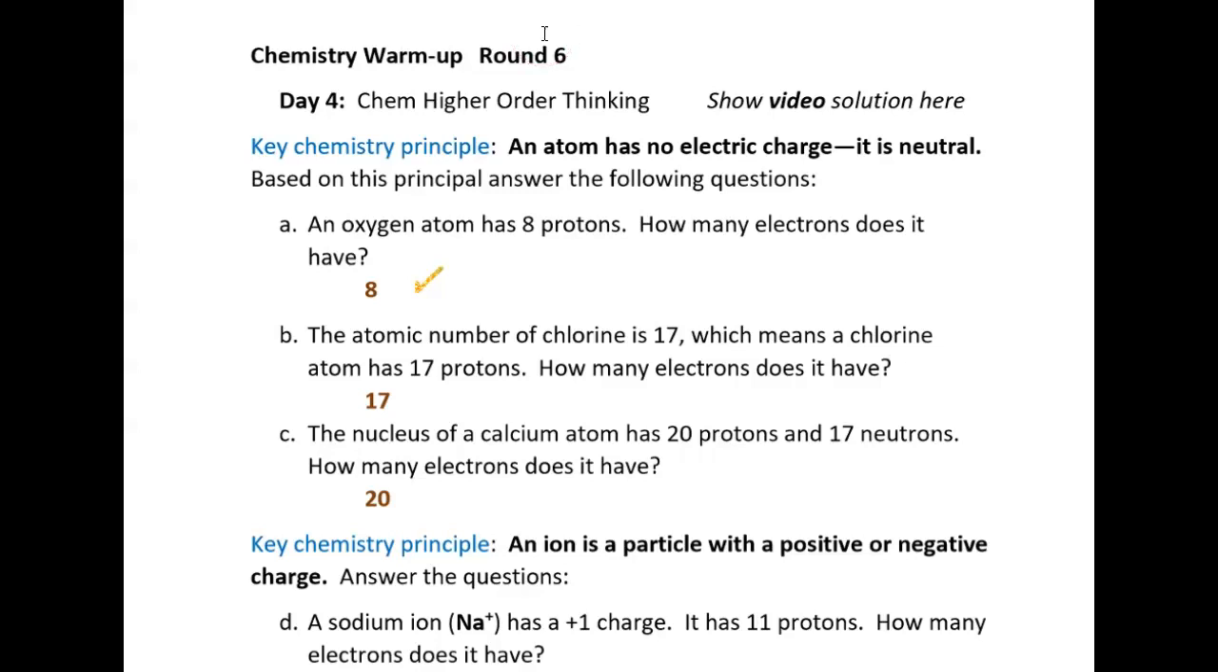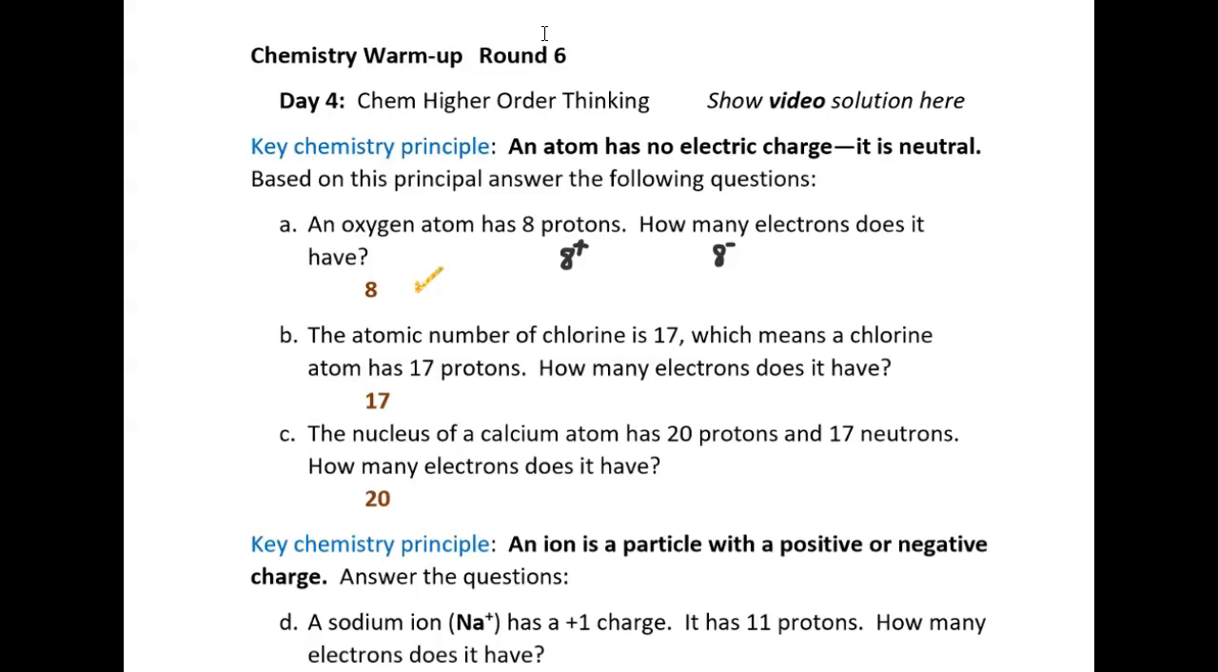Each proton has a positive 1 charge. So if there are 8 protons, that is a positive 8 charge in the nucleus of the atom. Each electron has a negative 1 charge. If there are 8 electrons, then that's a negative 8 charge surrounding the nucleus. Positive 8 plus negative 8 adds up to 0, a neutral atom.